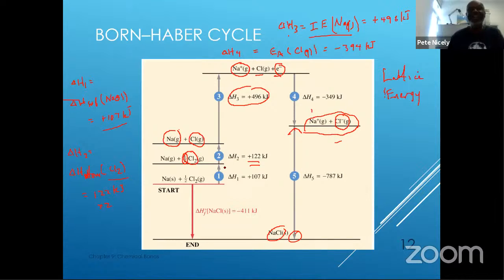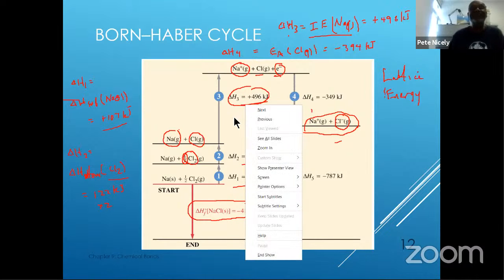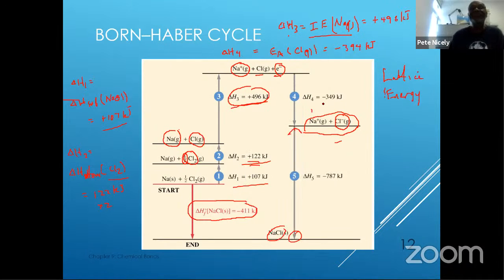between these different terms. And basically it comes down to this. The enthalpy of formation of sodium chloride would be equal to this, plus this, plus this value, and plus this value here, all right?